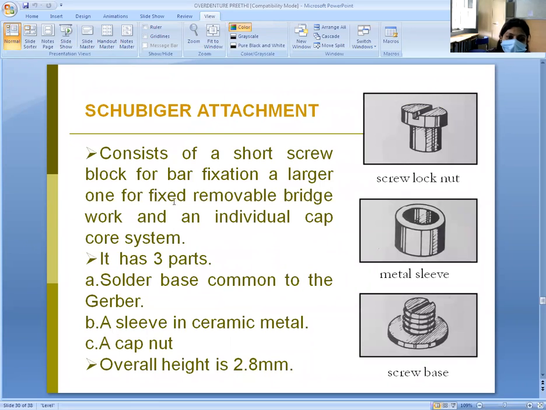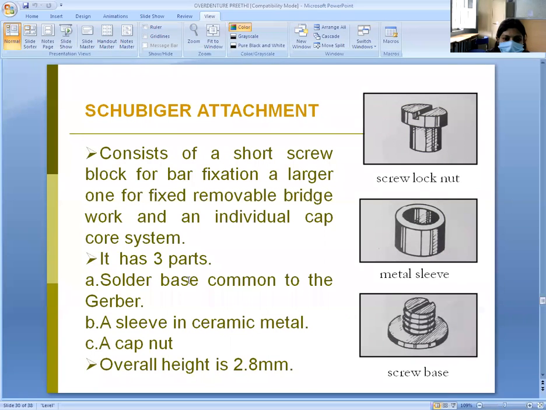Schubiger's attachment. Here it consists of a short screw. This is a short screw, and this is the screw base. Short screw for bar fixation, a larger one for fixed removable bridge work, and an individual cap core system. Here, this is the metal sleeve. It is fixed onto the screw.